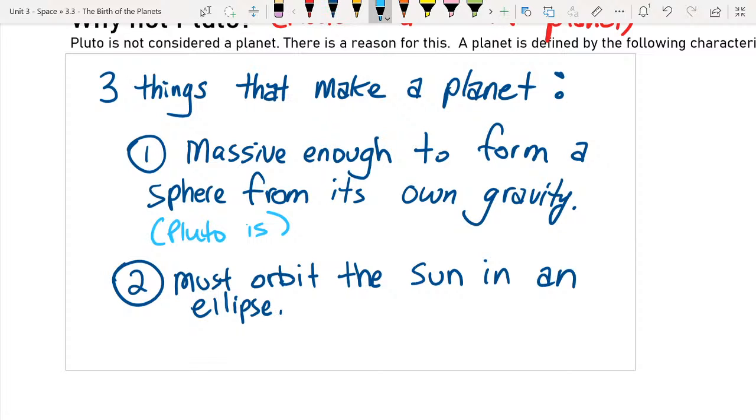So it has to have an elliptical orbit around the sun. Pluto does. So Pluto is big enough. Pluto orbits the sun like a planet. Why isn't Pluto a planet? Got those 2 things going on.